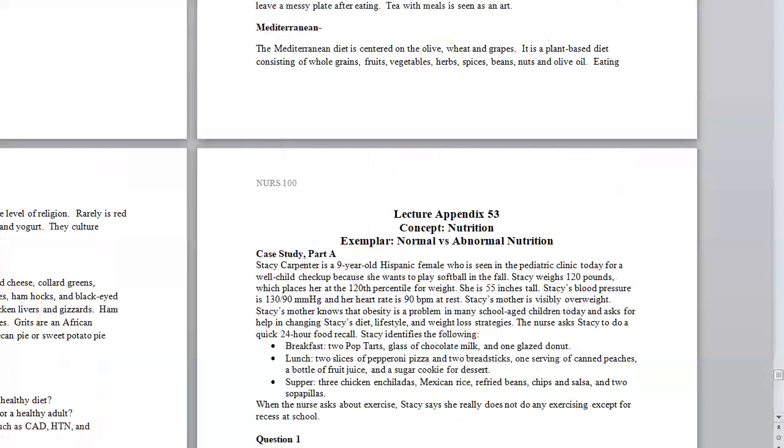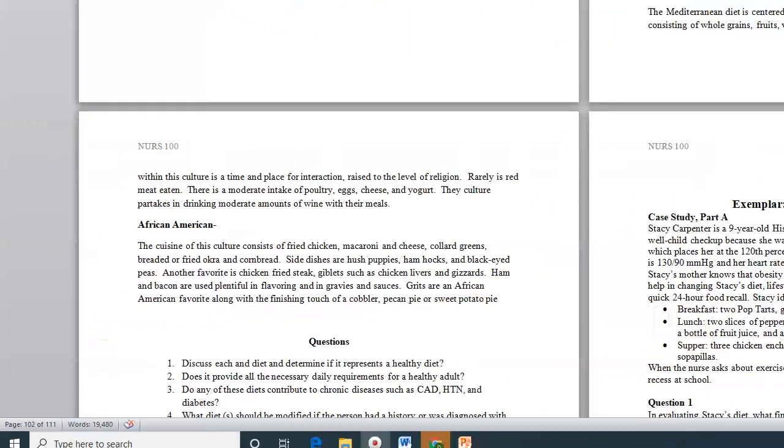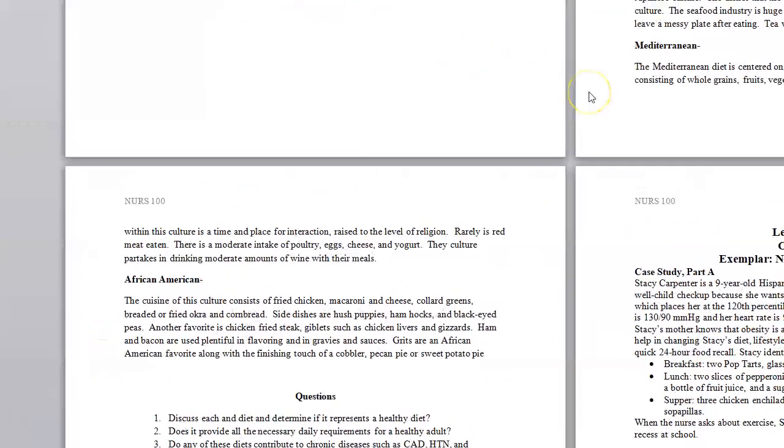The Mediterranean diet is centered on olives, wheat, and grapes. It is a plant-based diet consisting of whole grains, fruit, vegetables, herbs, spices, beans, nuts, and olive oil. Eating within this culture is a time and place for interaction raised to the level of religion. Rarely is red meat eaten. There is a moderate intake of poultry, eggs, cheese, and yogurt, and the culture partakes in drinking moderate amounts of wine with their meals. This is supposedly one of the very healthiest diets because you don't have a lot of red meat, which has a lot of cholesterol in it, and it's more of a plant-based diet.